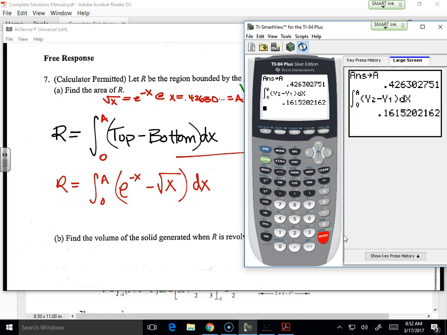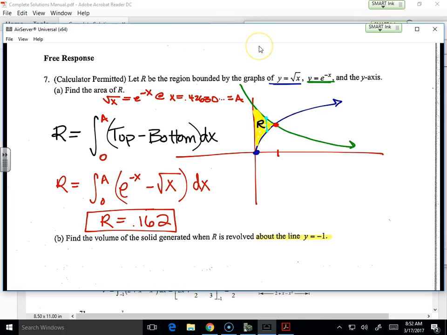And final answer is point... Wait, hi! No. This is just area. This is just area between curves. No pi. Just top minus bottom. Okay, how do we do? How are we doing on our calculators?